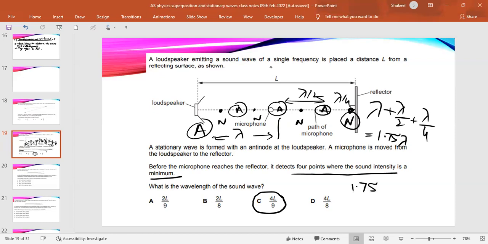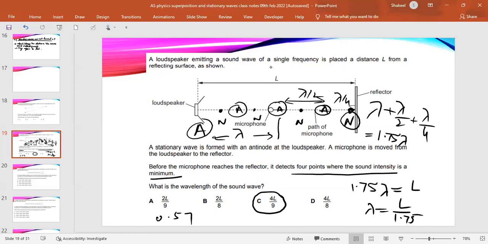So you will say 1.75 lambda equals L, and lambda is L over 1.75. This is not coming out right. Sir, I got what you got. Mera bhi aapka wala answer aa raha hai. Ye aata hai 0.57. To 0.57 aur kis mein aata hai? नहीं किसी में भी नहीं आ रहा.